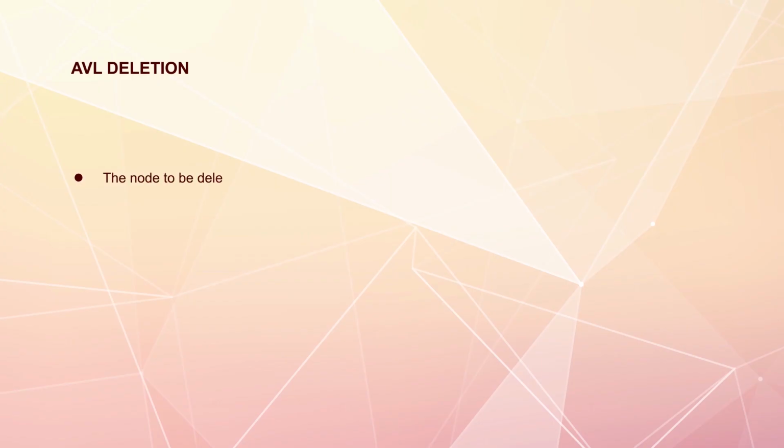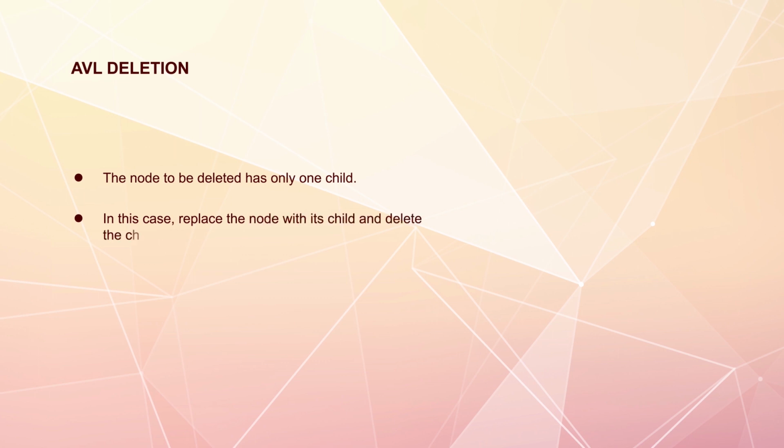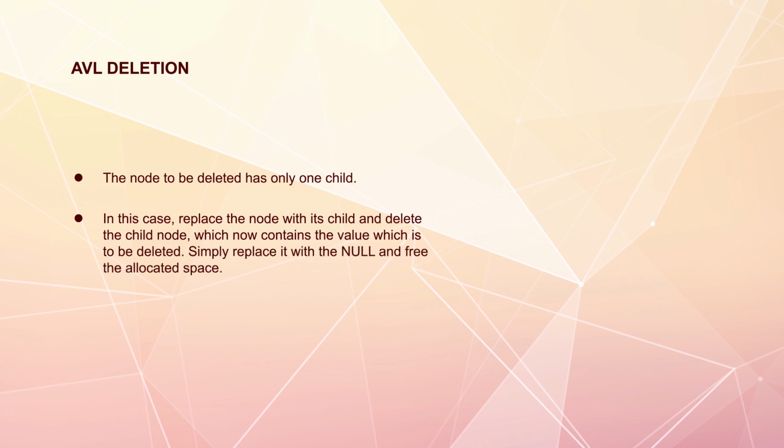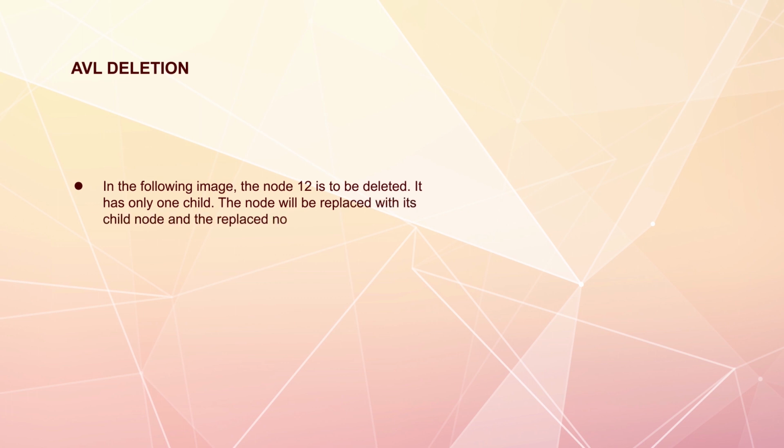The second case: the node to be deleted has only one child. In this case, replace the node with the child and delete the child node, which now contains the value to be deleted. Simply replace it with null and free the allocated space. In the following image, the node 12 is to be deleted. It has only one child. The node will be replaced with its child node and the replaced node 12 will simply be deleted.